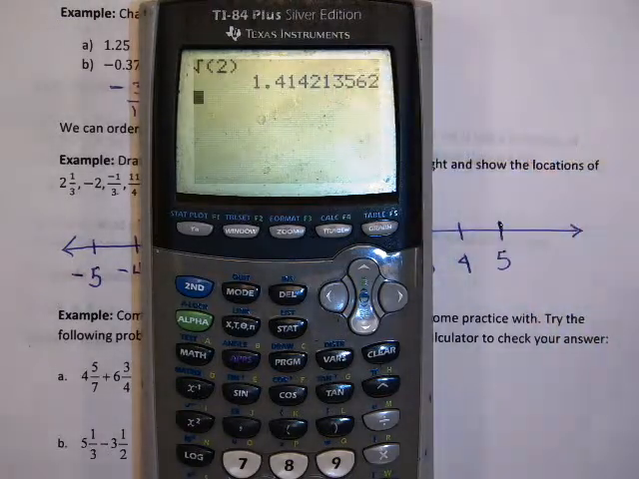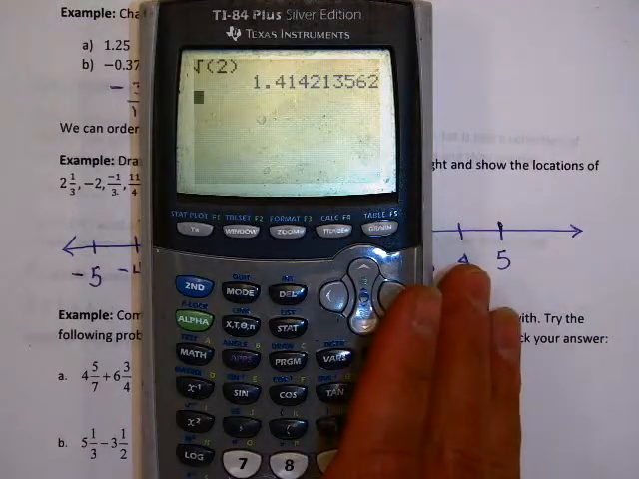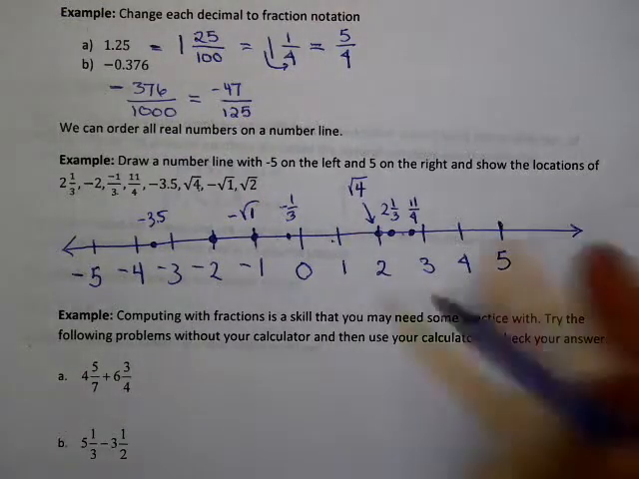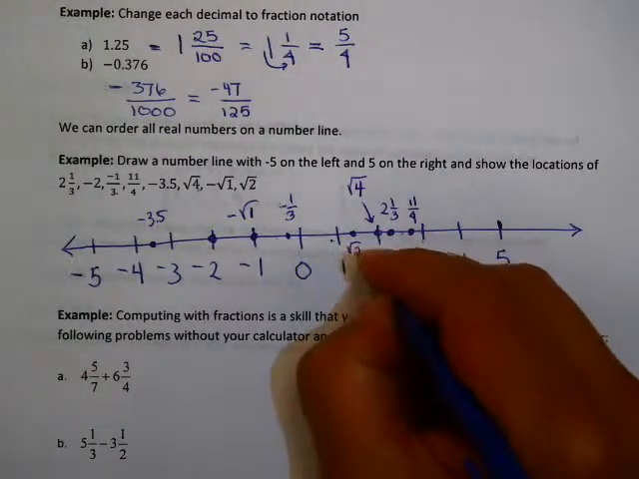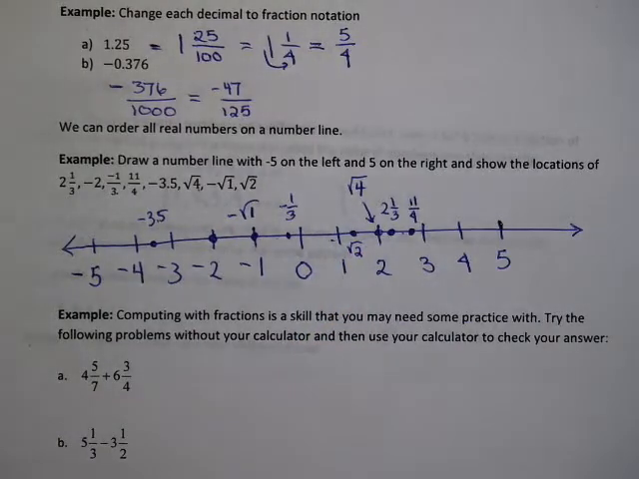This is not a rational number, cannot be written as a fraction. This represents a decimal that goes on forever. But we have a pretty good estimate of where that is. It's between 1 and 2, and it's not quite at 1 1/2, so I might guess that it's about right there. So that's a little bit about the number line, and hopefully you remember that.